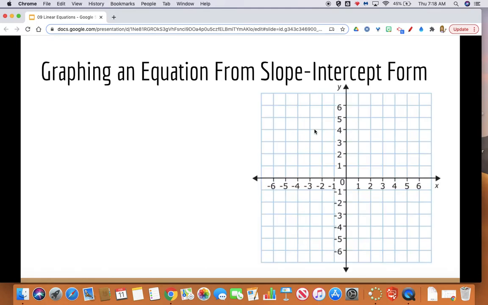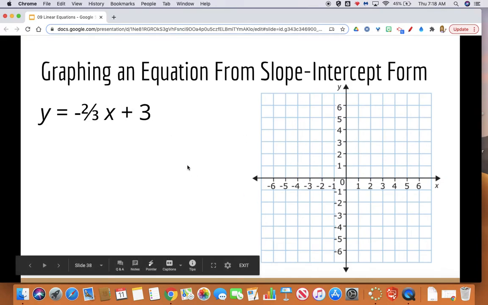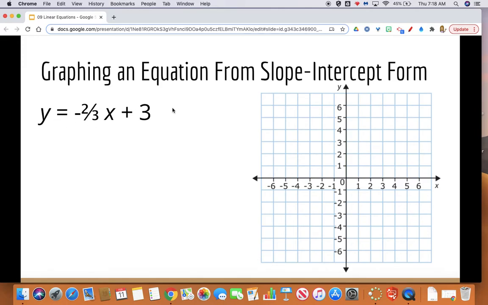Let's go through how we can graph an equation now if it's in slope-intercept form. So you might want to get a coordinate plane from your teacher or sketch one in your notebook so you can practice this graphing process. Go ahead and write down this equation. First thing we want to do is start at our y-intercept. That's kind of our starting point.